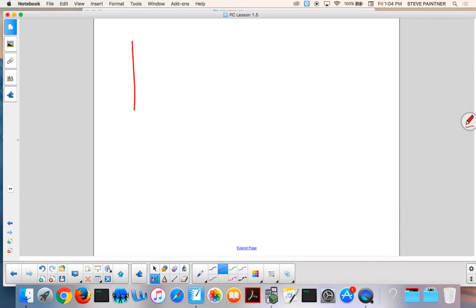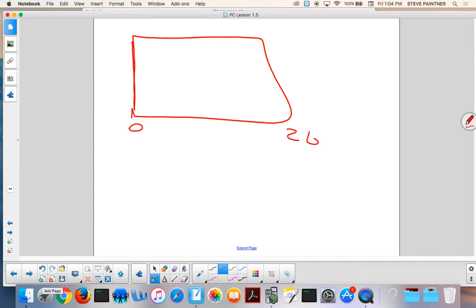You should probably draw a window like this. 0 to 26 is what I did, and 0 to 80. I know the graph went like this, right? That's part A. Part B, does the graph match the data? Yeah, very well.